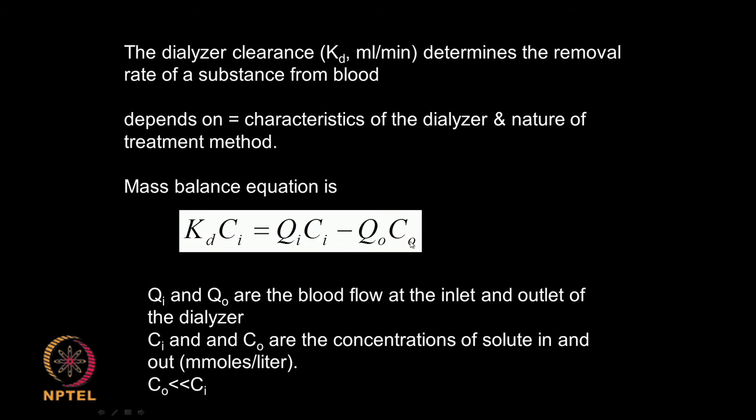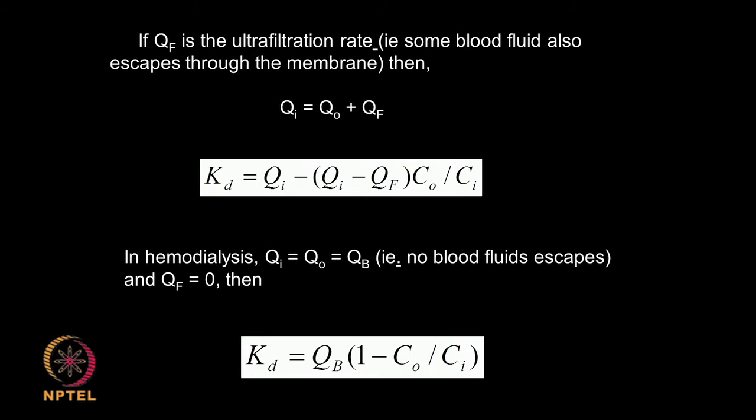So, C naught, what is going out, is much smaller than Ci, and generally Qi and Q naught are almost the same, that is the total amount of blood flow. We assume that the blood does not diffuse out into the dialysate side. If Qf is the ultrafiltration rate, that is, some blood flow also escapes through the membrane, then Qi is equal to Q naught plus Qf. But if no blood or fluid escapes, Qi is equal to Q naught, which is equal to Qb. So, we can have Kd is equal to Qb into 1 minus C naught by Ci.